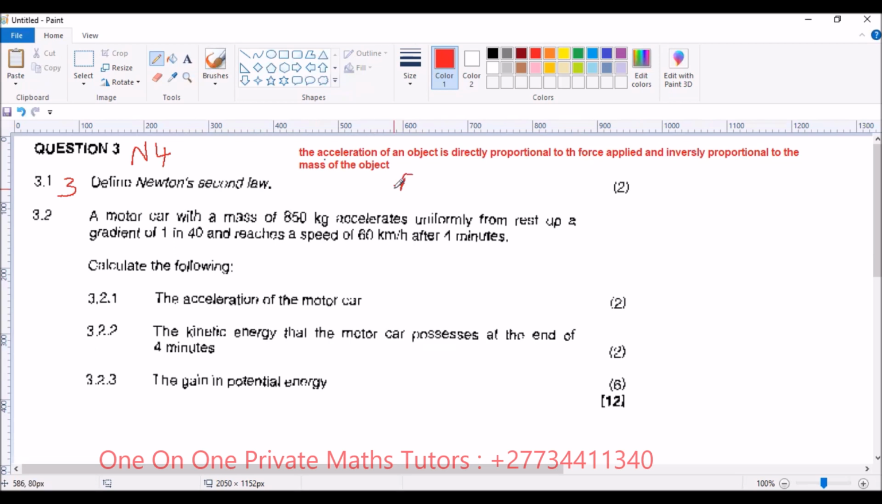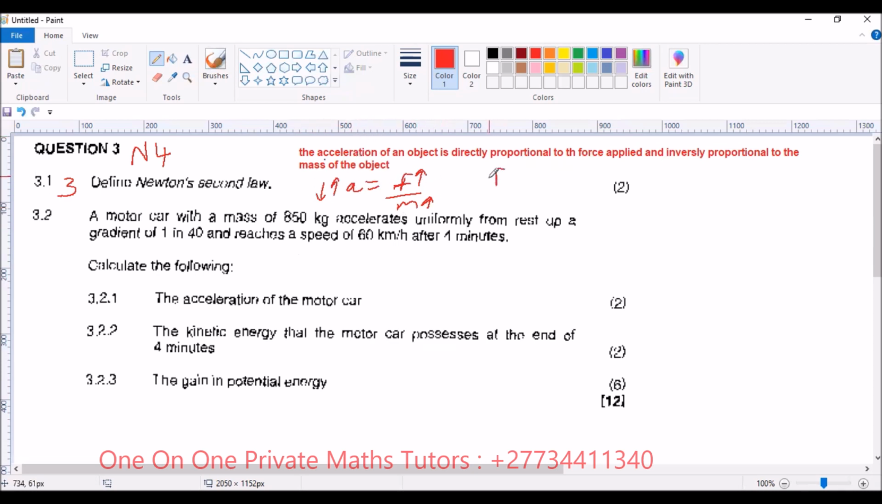a ∝ F, so a is equal to F over m. All right. So if you increase the force, you increase the acceleration. If you increase the mass of an object, you are decreasing the acceleration. It's easier to speed up a small car with 1 force than to increase the speed of a truck with the same force. So that is the consequence of this law.